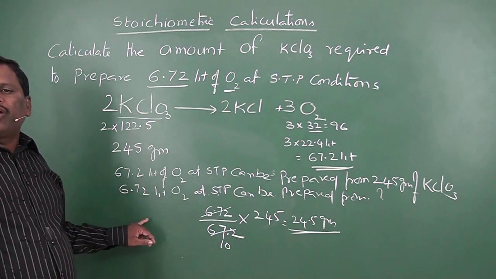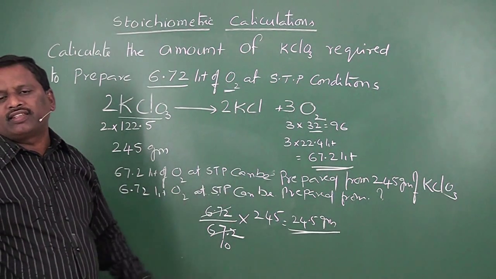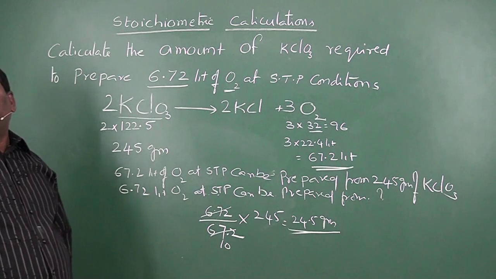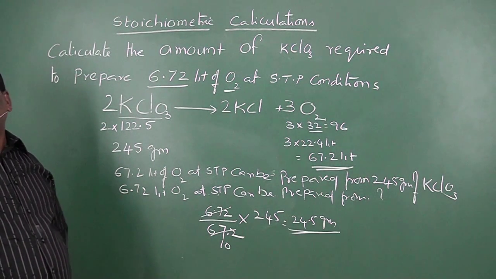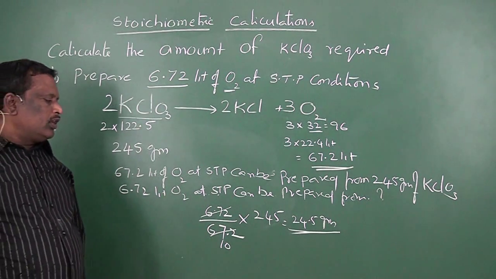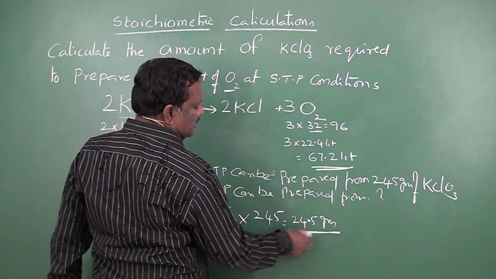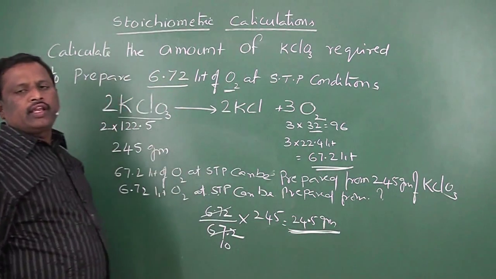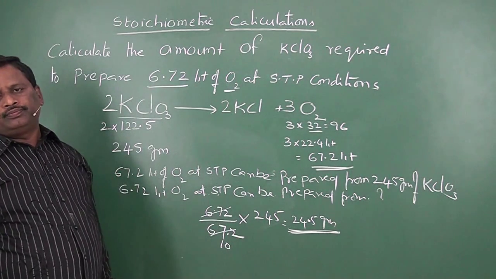But here our requirement is only 6.72 liters. So 6.72 liters of O2 gas is liberated from what weight of KClO3? 6.72 by 67.2 into 245, so it will be 24.5 grams. This is the amount of KClO3 required to prepare the above said oxygen.